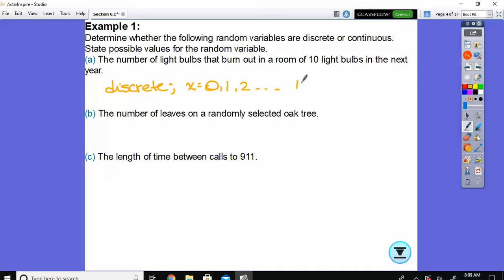I'm not going to write all those out. Can I just list a few and show that it goes up to 10? Can we just do like a 0-10? No, because that could possibly include decimals. So list out a few to show me.